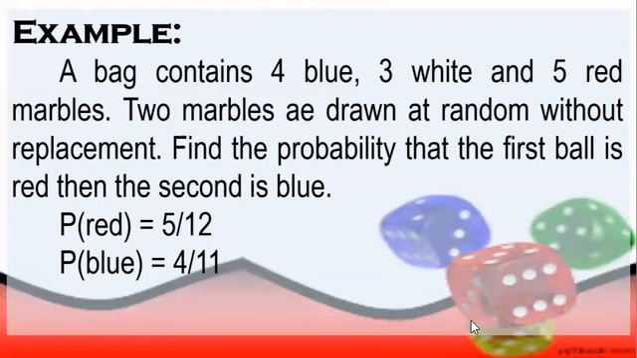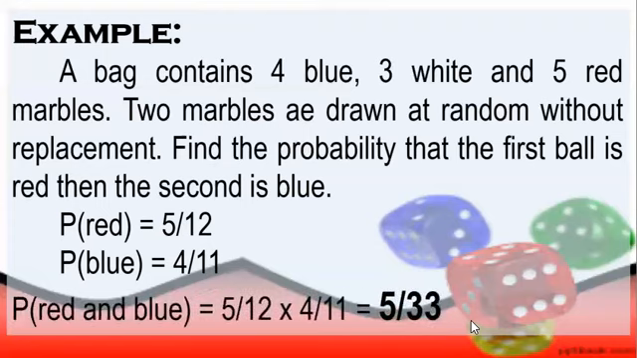And after po noon, so ganun pa rin po, i-multiply lang po natin yung probability ng red at saka blue. So we have here 5 over 12 times 4 over 11. It will give us an answer of 5 over 33. So yun po yung ating first example ng dependent event. So nagkaroon po ng changes kasi po naapektuhan nung first event yung second event. Nakadepende yung second event dun sa ating first event. That's why it's called as dependent events.